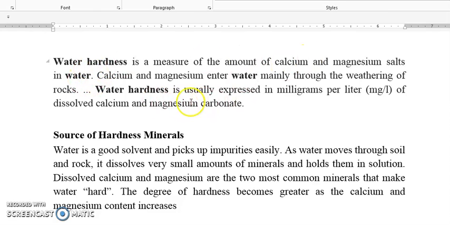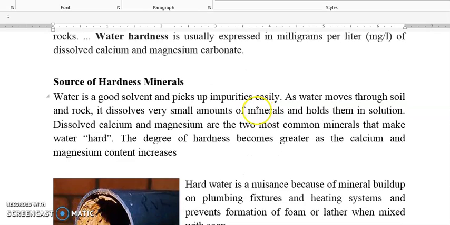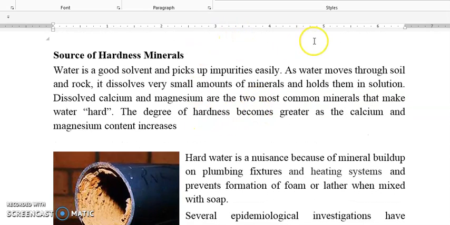Water hardness is a measure of the amount of calcium and magnesium salts in the water. So these are different ways of defining it. Calcium and magnesium enter the water mainly through the weathering of the rocks. Water hardness is usually expressed in terms of mg per liter of dissolved calcium and magnesium carbonate. So we generally write the value of the hardness, whether 200, 400, 600, in mg per liter as CaCO3, as calcium carbonate, mainly because calcium carbonate is the main mineral which causes hardness in the water.